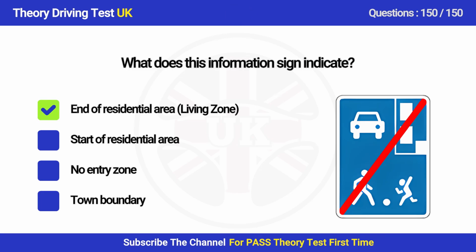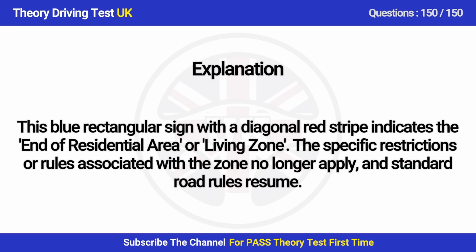Answer is A. End of residential area living zone. This blue rectangular sign with a diagonal red stripe indicates the end of a residential area or living zone. The specific restrictions or rules associated with the zone no longer apply, and standard road rules resume.